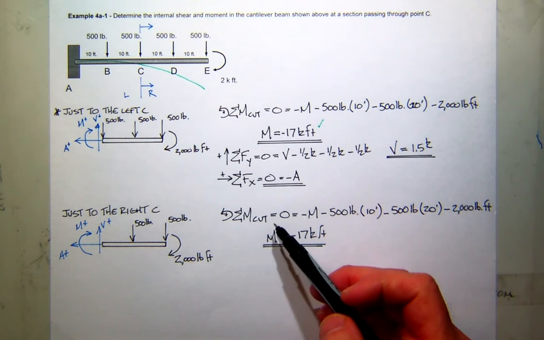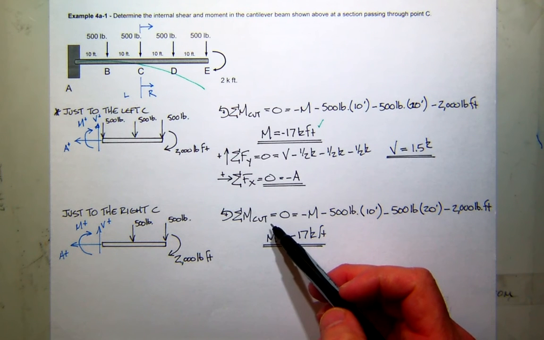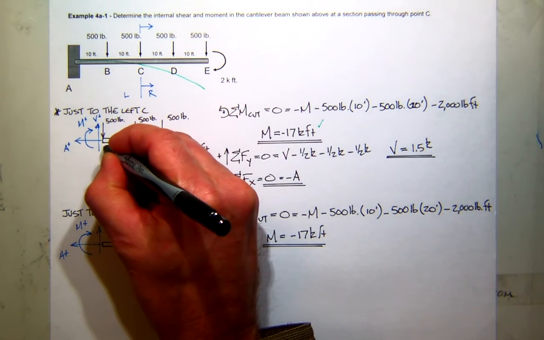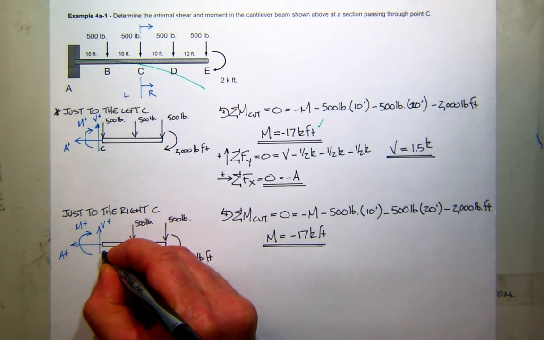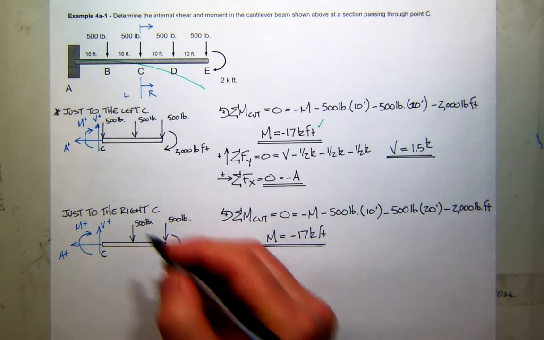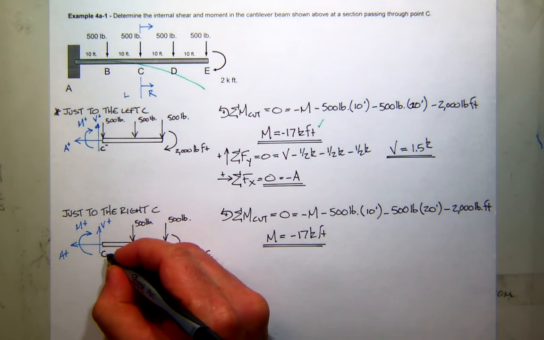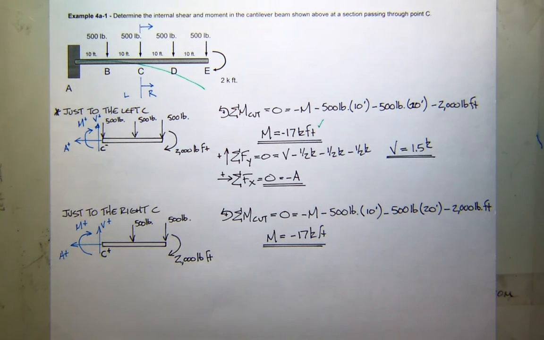So what does that mean? Yes? So like to the left of C, those 3 loads, is that like A, B, C? A, B, 500 pounds. Let me do this. This is point C right there. So it's C, D, E. But this is just to the left of C, a little to the negative side, and this is just to the right of C, just to the positive side.